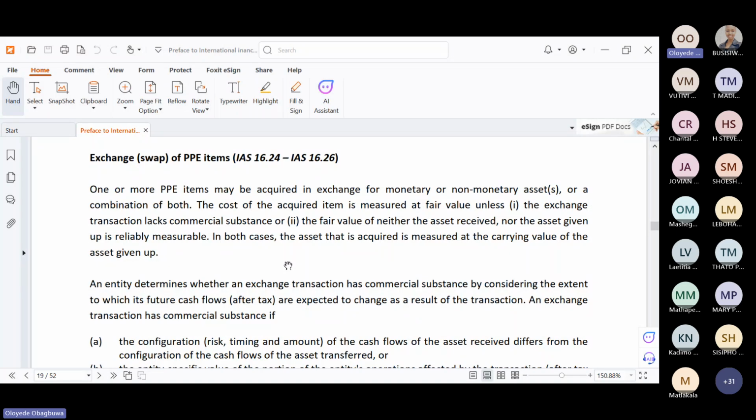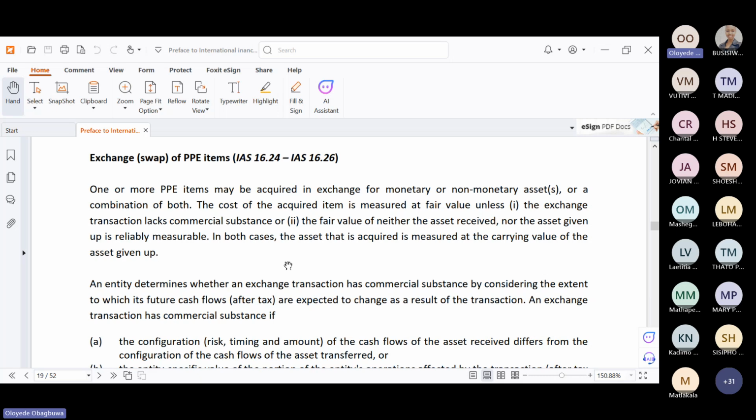But they now say, how do you measure such? If you collect a plant from company A and you give out a motor vehicle in exchange, how will you measure that plant you collected in your books? What is the value you are going to record in your books? Then the other company, what value is it going to record in its books for the asset collected against the one given out? So this is what he's saying here.